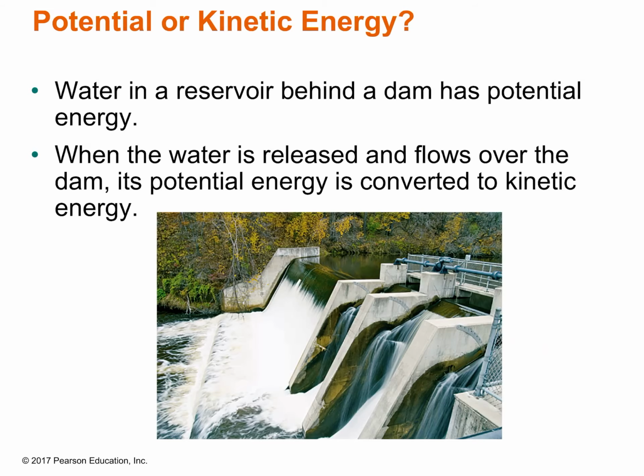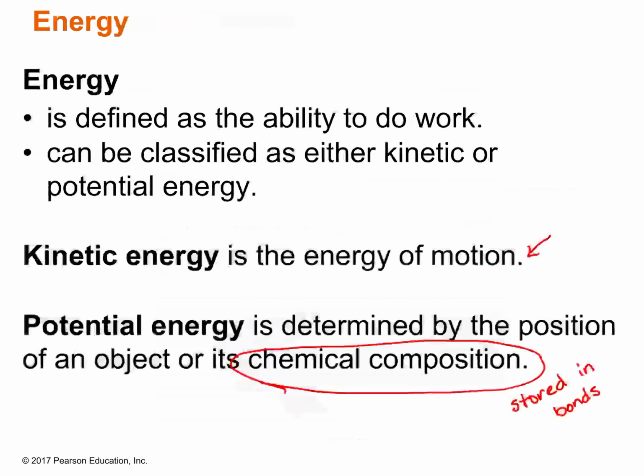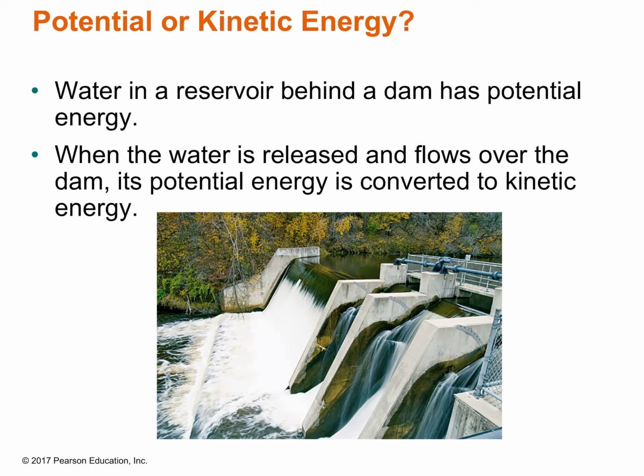So potential energy, like I said, has two different definitions. One is based on position, and the other is chemical composition. Here we have water that's being stored in a reservoir behind a dam. That is potential energy, right? It's being stored up there, held behind that dam. And when we release the water, we can let it go.